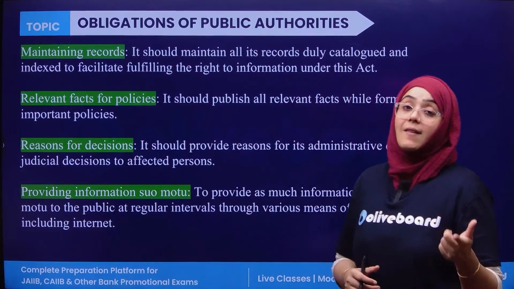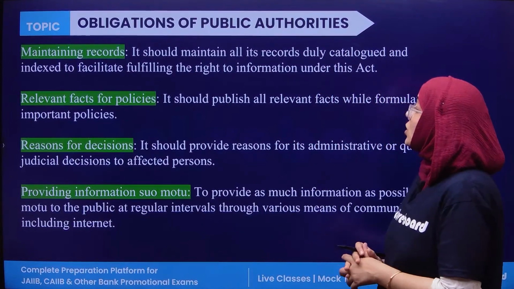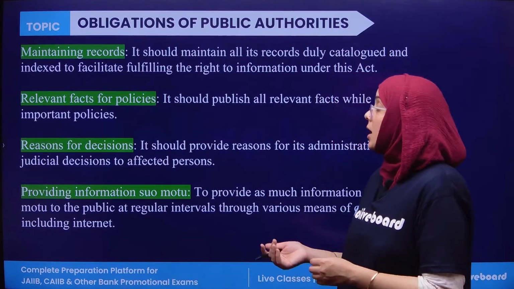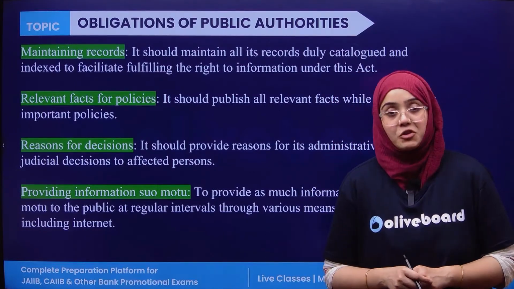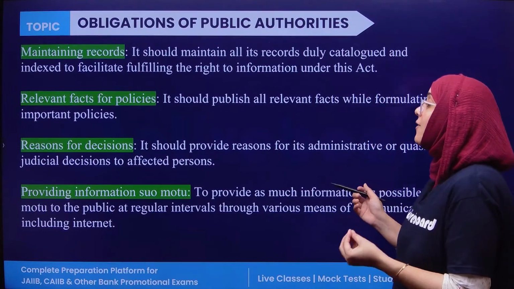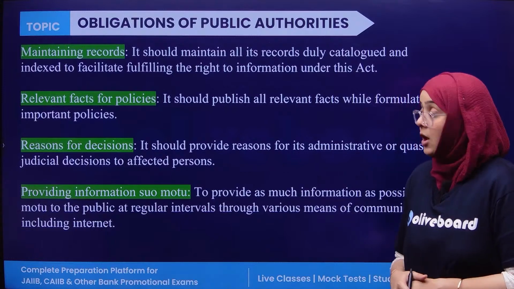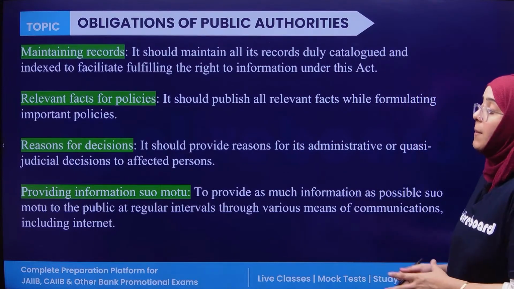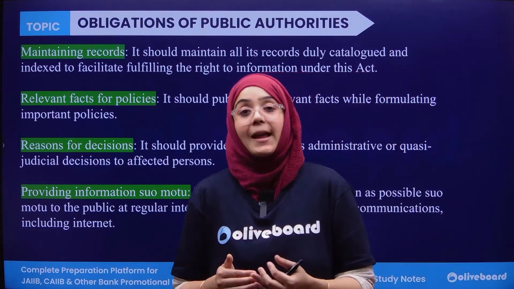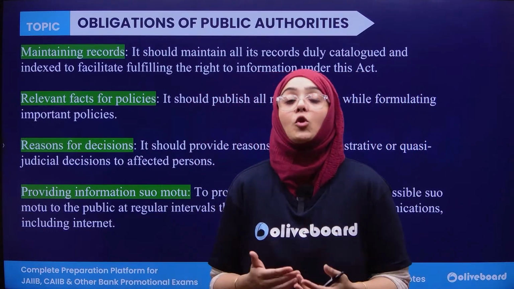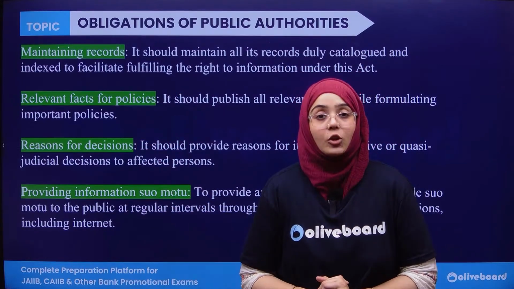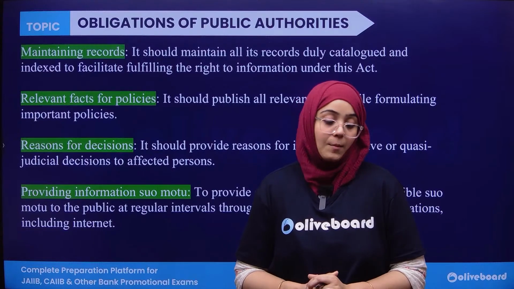Second, there should be relevant facts of policies, meaning they should publish all the relevant facts and policies. Third, reasons for decision. It should provide reasons for its administrative decisions that affect a person. Lastly, providing information on a suo motu basis. There is some information which the public authority should display by themselves on a suo motu basis without any asking. So these are some obligations for the public authorities under this Right to Information Act.